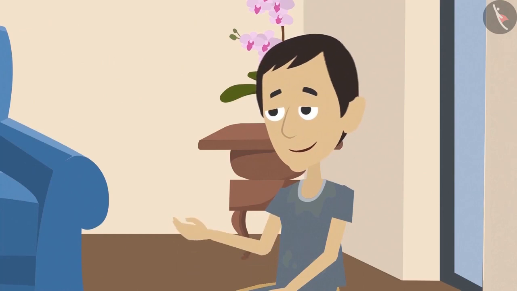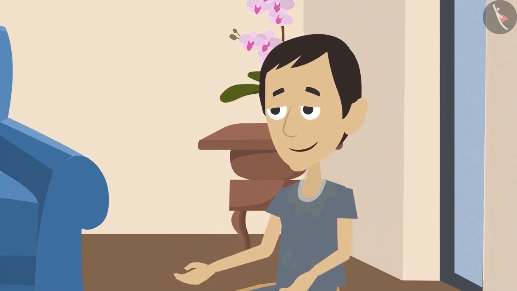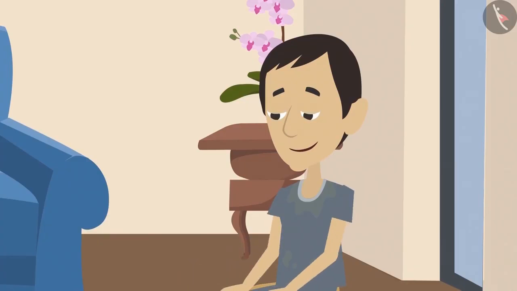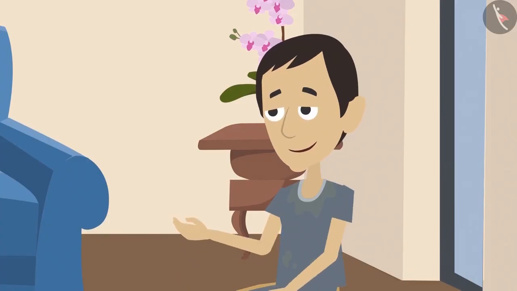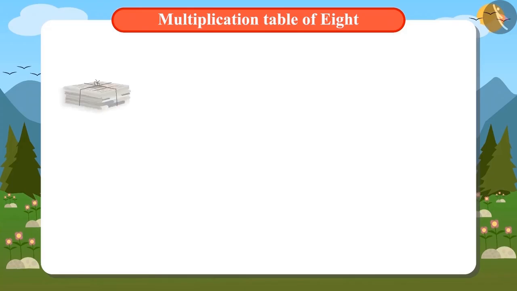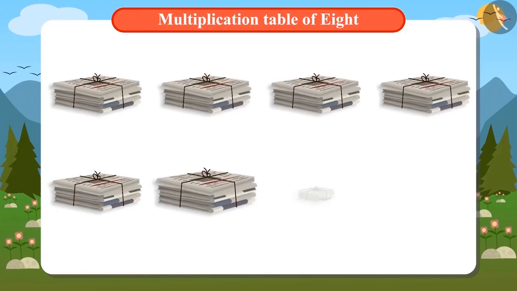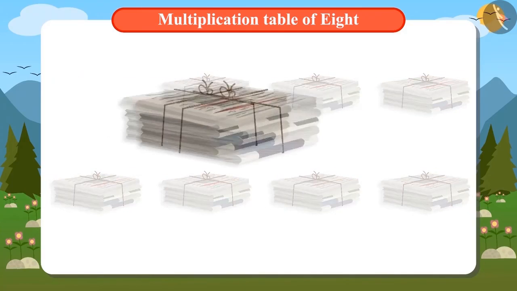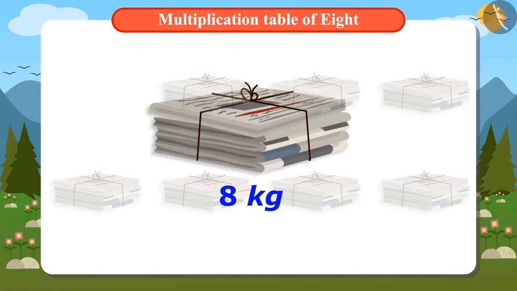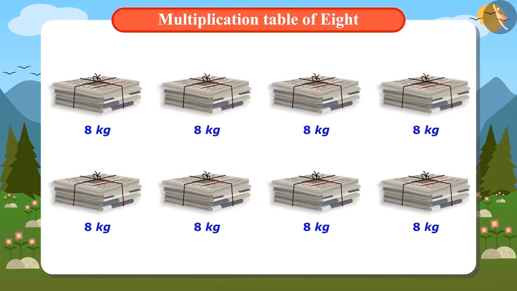Vandana wants to weigh all the bundles. But the scrap dealer tells her that not all bundles need to be weighed. Each bundle would weigh the same 8 kilos. There are 8 bundles of newspapers in total. If 1 bundle is of 8 kilos, can you tell us how many kilos of newspapers are there?